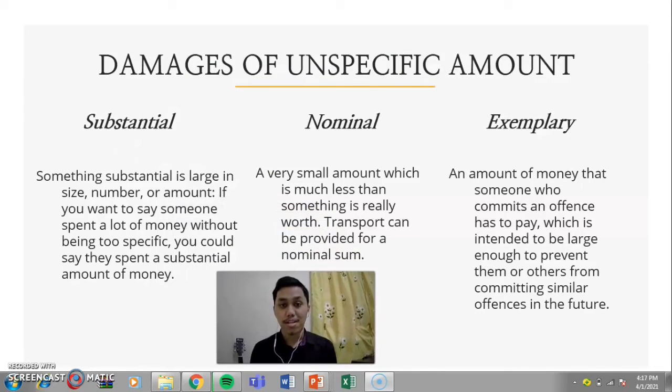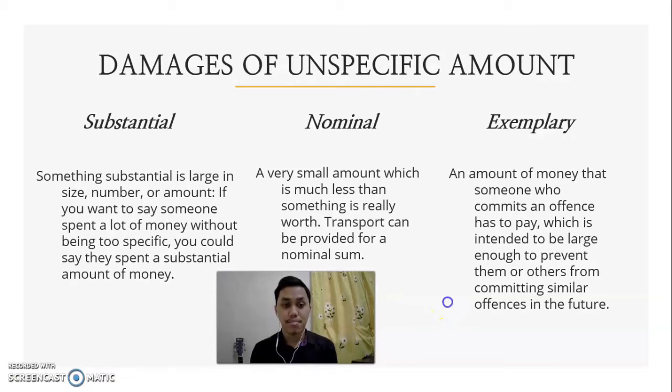We go to damages of unspecified amount. There are three of them, which are substantial, nominal, and exemplary. Firstly, substantial. Something substantial is large in size, number, or amount. If you want to say someone spent a lot of money without being too specific, you could say they spent a substantial amount of money.